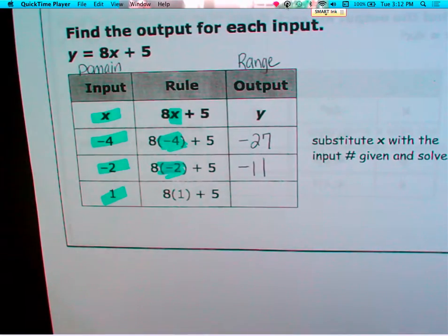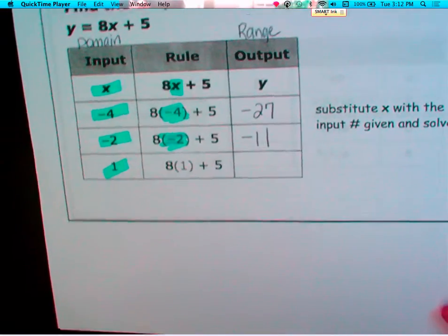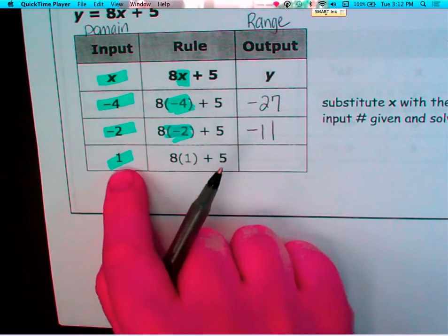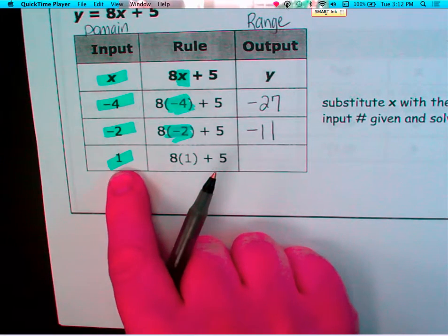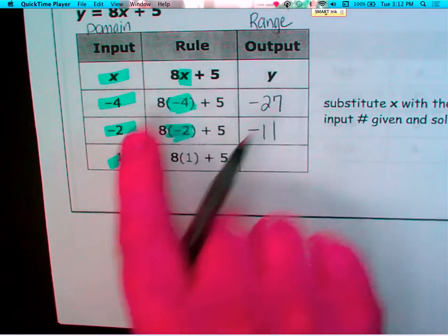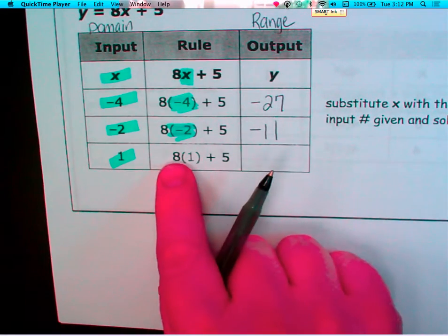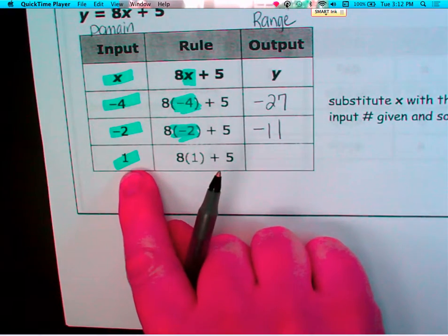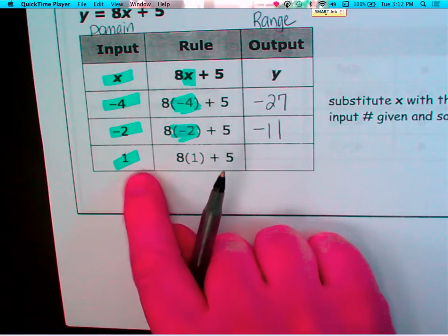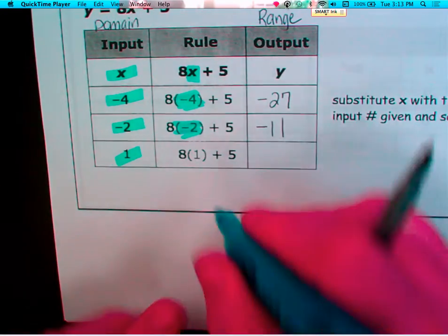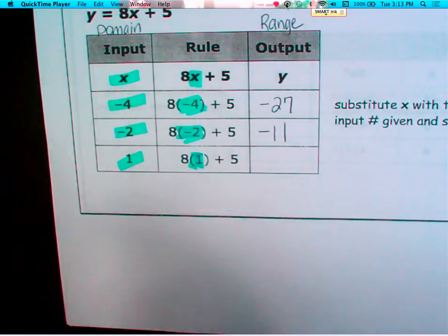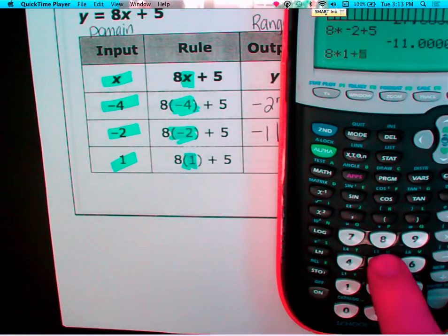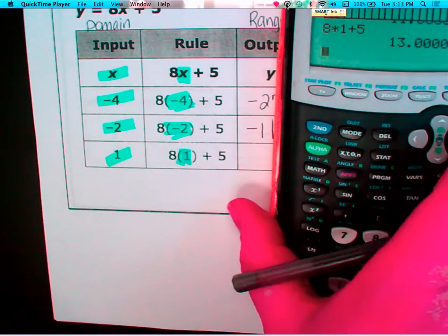Okay? Now, my next domain, since this is a function, I will never use negative 2 again. I'm calling it 1. Wherever I have x, I'm going to call it 1. So I'm going to do 8 times 1 plus 5. Put it in my calculator: 8 times 1 plus 5. I get my answer to be 13.